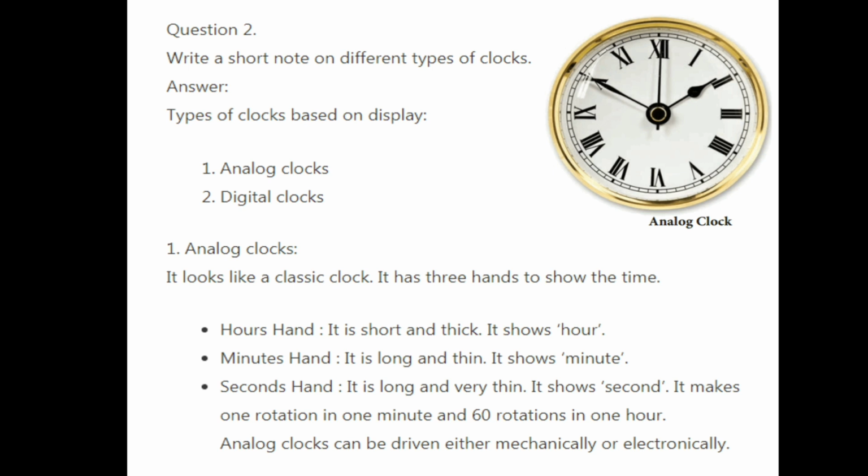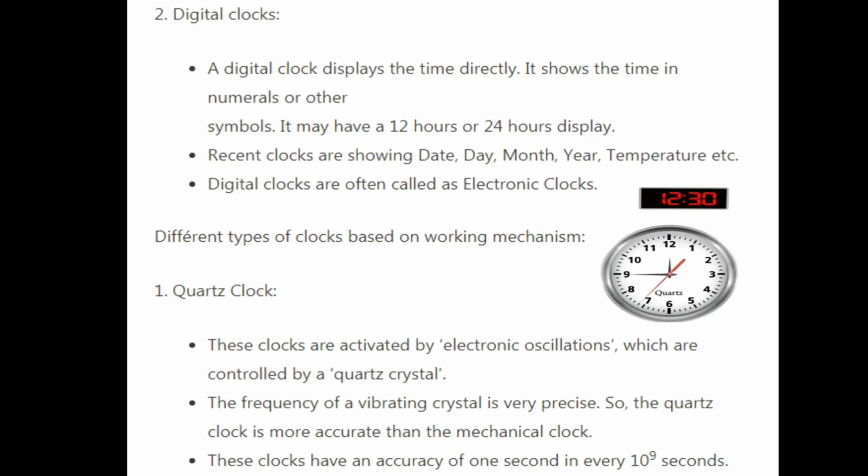Hour's hand, it is short and thick. It shows hour. Minute's hand, it is long and thin. It shows minute. Second's hand, it is long and very thin. It shows second. It makes 1 rotation in 1 minute and 60 rotations in 1 hour. Analog clocks can be driven either mechanically or electronically.